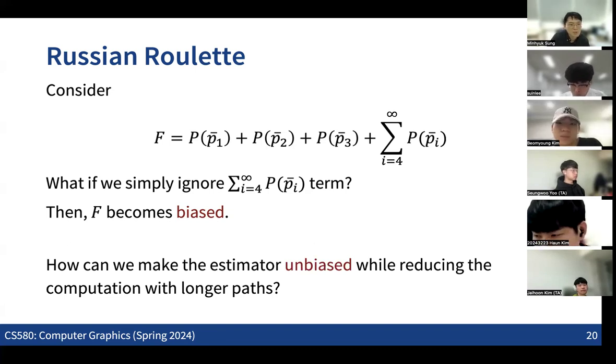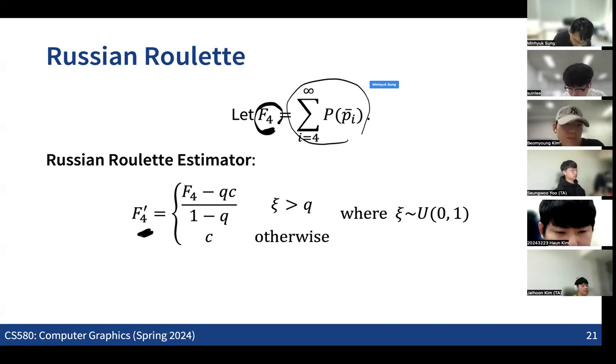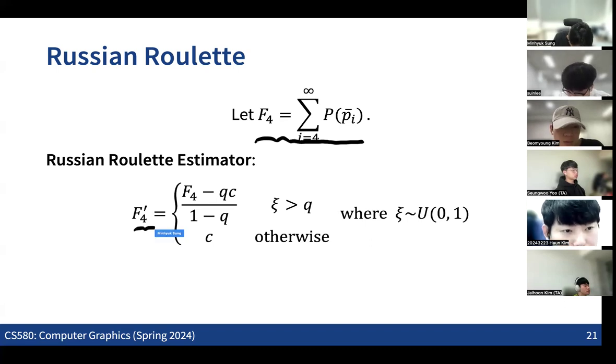So the question here is that we are defining a new estimator in this way. Let's say F4 is the estimator of the sum of the P terms for the paths whose length is 4 or longer than 4. So here the question is how we can make the computation of this part efficient, right? And here, what we are going to do is define a new estimator, which is defined like this.